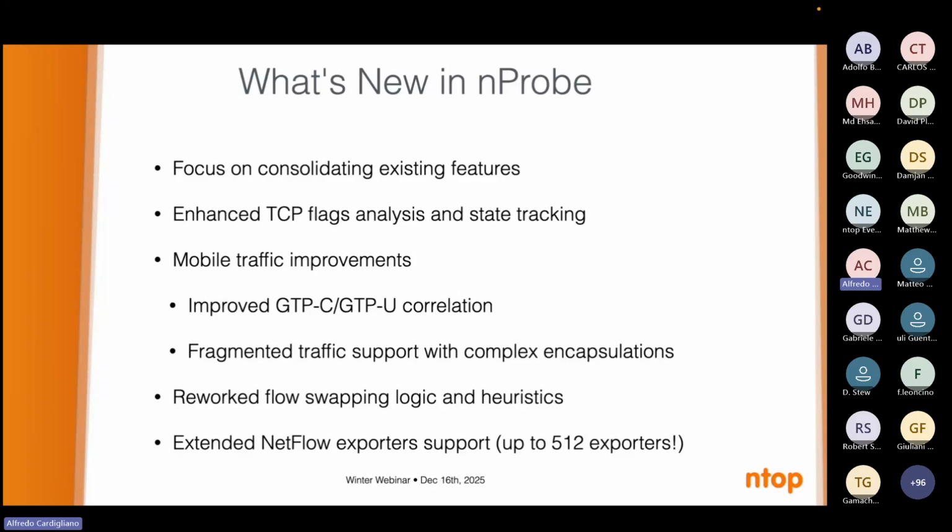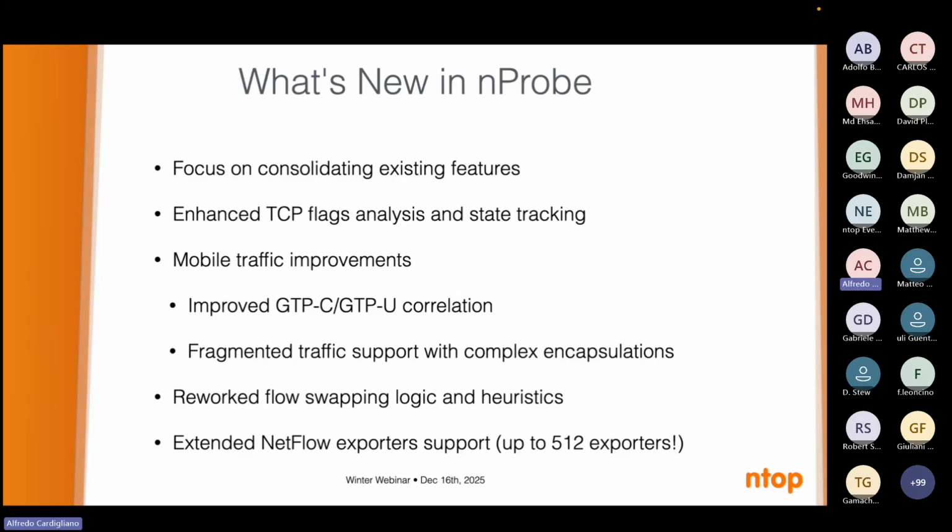We also improved the mobile traffic analysis, for instance, improving the GTP, GTPC, GTPU correlation. In this case, we use the tunnel ID to see who is the IMSI behind a data flow, for instance. We also improved the dissection itself of mobile traffic, for instance, for fragmented traffic, or in case of complex encapsulations, if you have, for instance, a mix of GTP, GRE, MPLS, and other encapsulations.